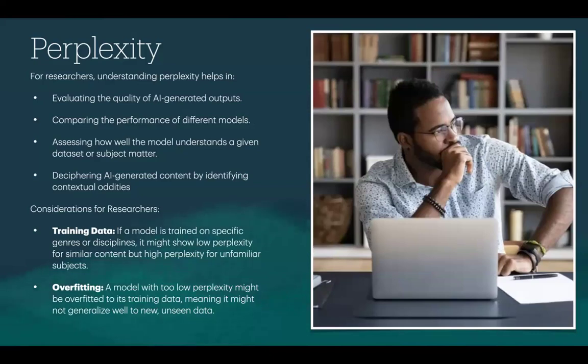A model with low perplexity, so something that is overfit to its training data, might not generalize well to new unseen data. So if I have a new type of cancer and I'm using some sort of cancer large language model, and this model is unable to predict or understand what it's seeing because this is a new type of cancer, in that case, this model may have low perplexity and I, again, might not want to use it. So it all really depends upon how you're going to use the model.